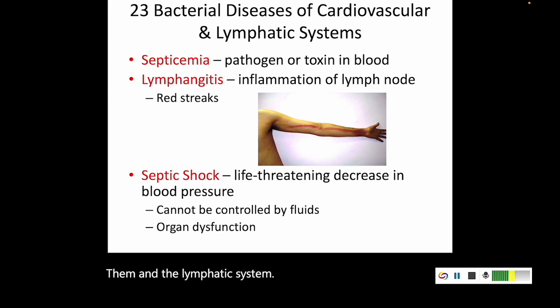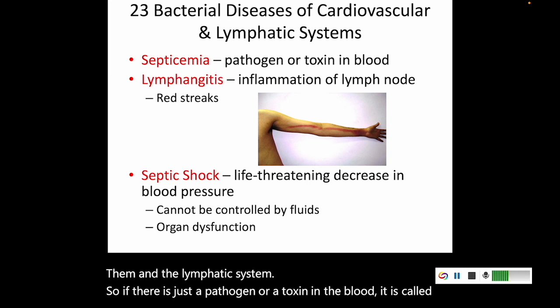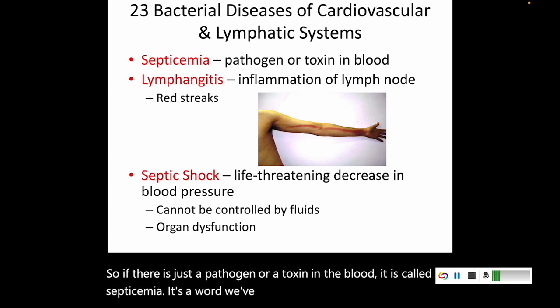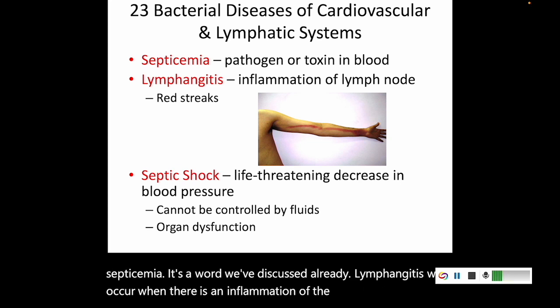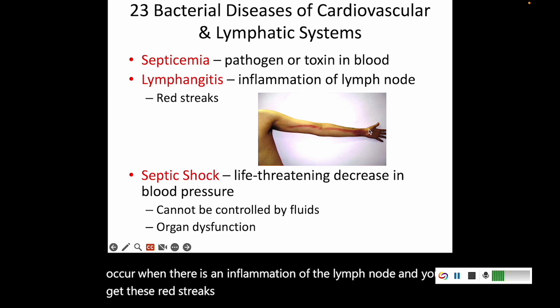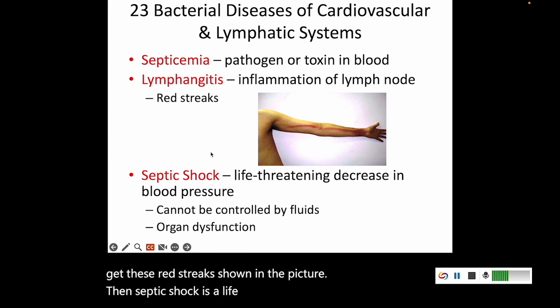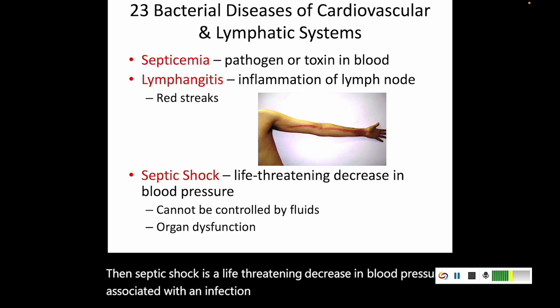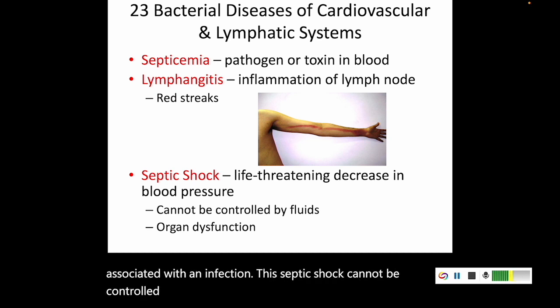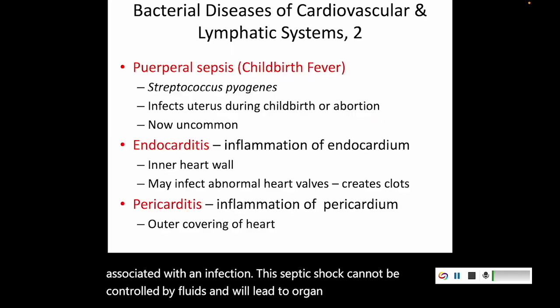So if there is just a pathogen or a toxin in the blood, it is called septicemia. It's a word we've discussed already. Lymphangitis will occur when there is an inflammation of the lymph node, and you get these red streaks shown in the picture. Then septic shock is a life-threatening decrease in blood pressure associated with an infection. This septic shock cannot be controlled by fluids and will lead to organ dysfunction.